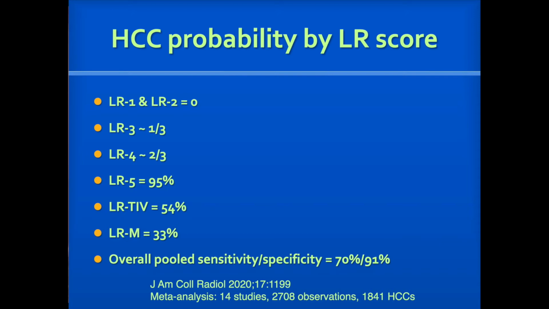LI-RADS 3, however, is sort of intermediate, and it's about a 1/3 probability of HCC. LI-RADS 4, depending on who you read, it's about 2/3 to 3/4 of these LI-RADS 4 masses will turn out to be HCC. And then LI-RADS 5 is hopefully 95% or greater probability of HCC.